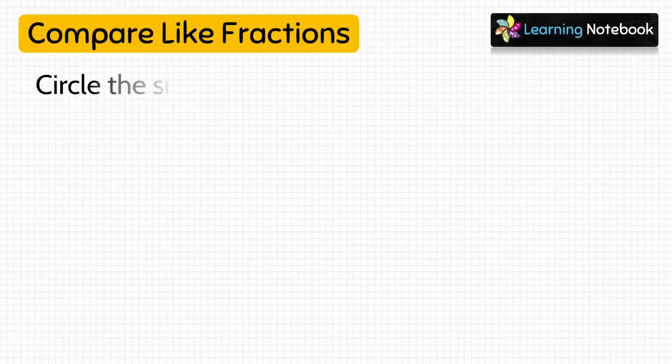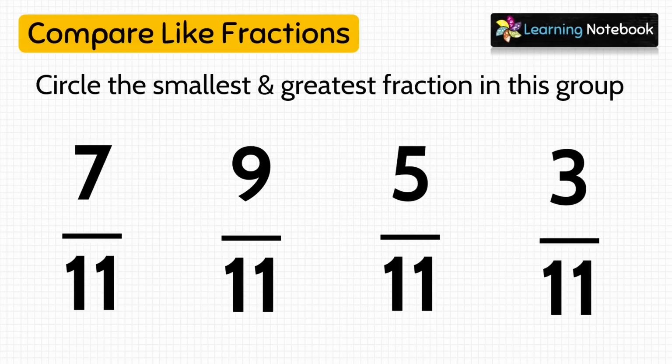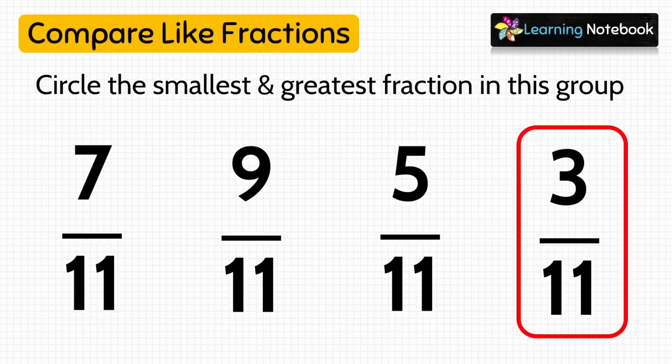Now let's see the next example. Circle the smallest and greatest fraction in this group. So here we are given 4 like fractions and we have to find the smallest and greatest fraction. As I told you, in like fractions the denominators are the same, so we just need to compare their numerators. The smaller the numerator, the smaller is the fraction. Here, the smallest numerator is 3. So, the smallest fraction will be 3 by 11.